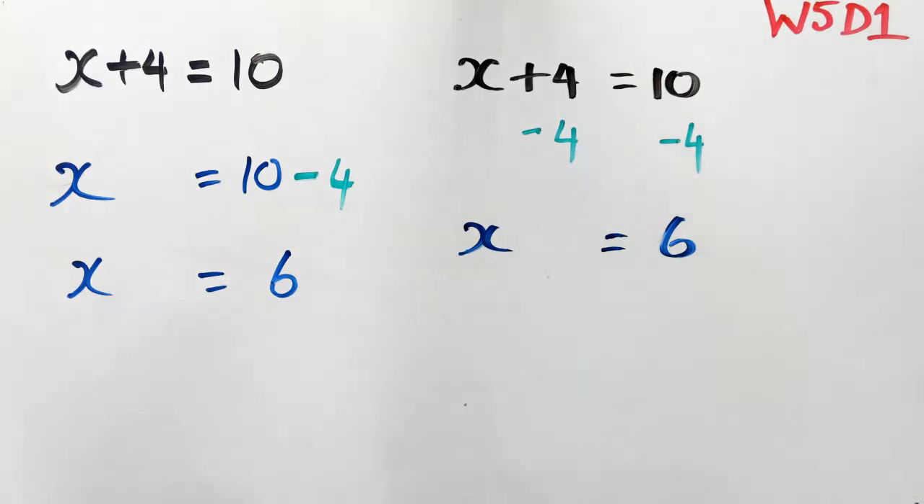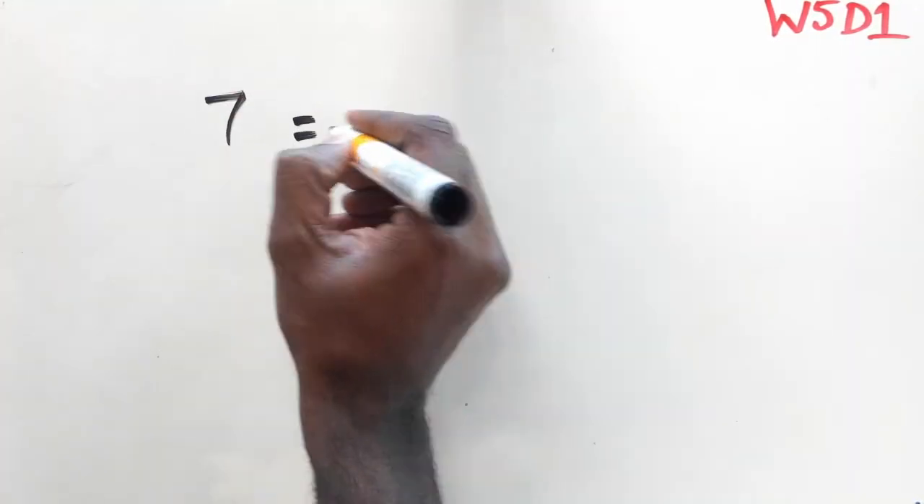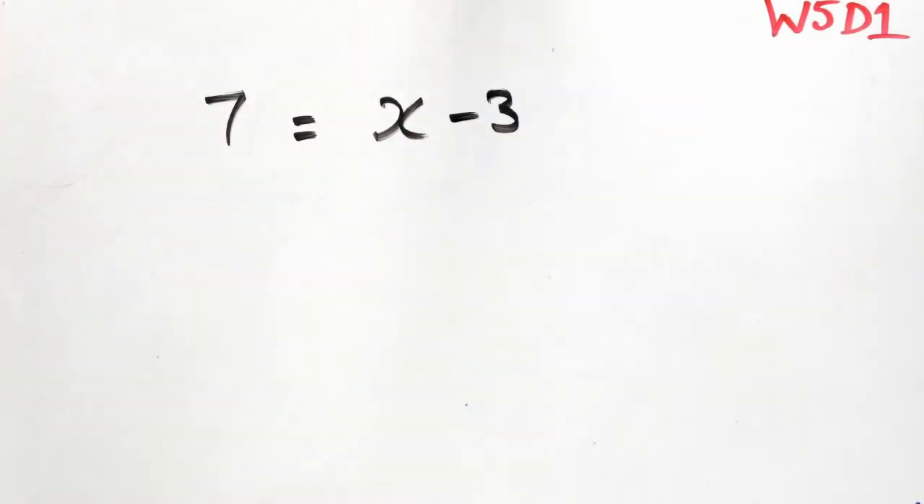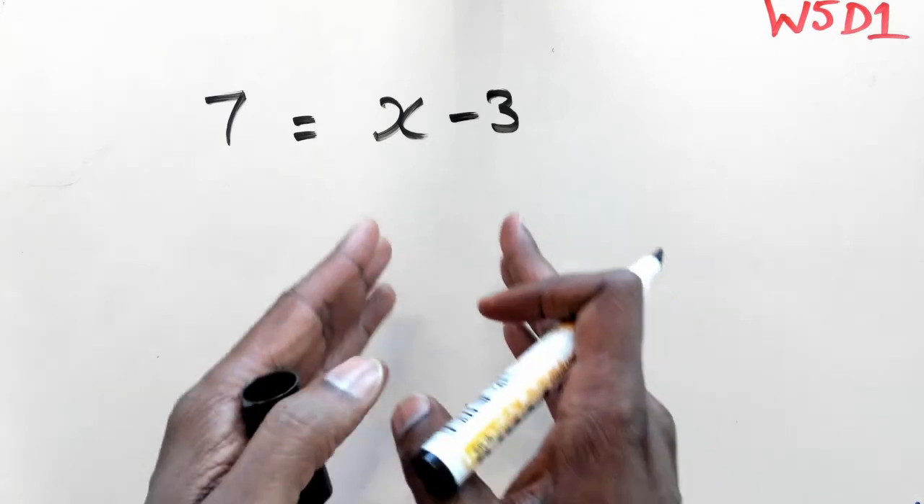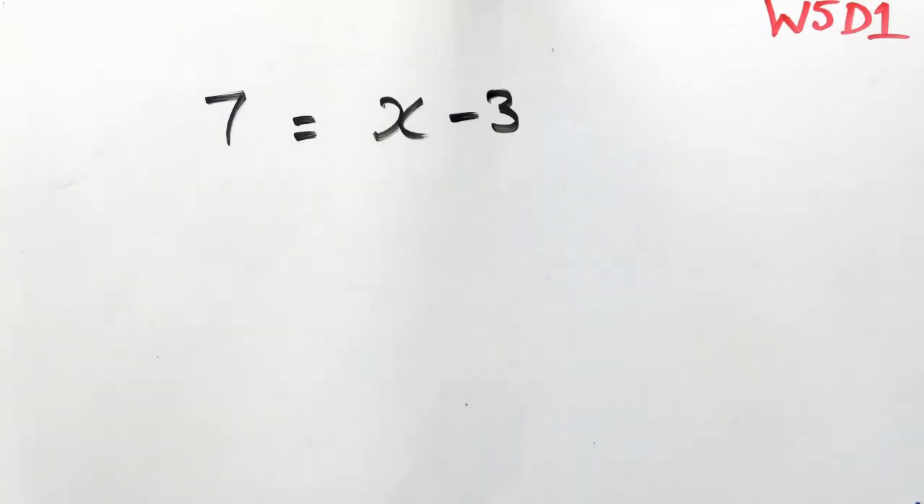Now, in saying that, what happens if the x is on the other side? Just to give you a quick example, what if you have a question like this? 7 is equal to x minus 3, for example. Ideally, in maths, what they try to do is bring x to the left-hand side, and then take all the numbers to the right-hand side.